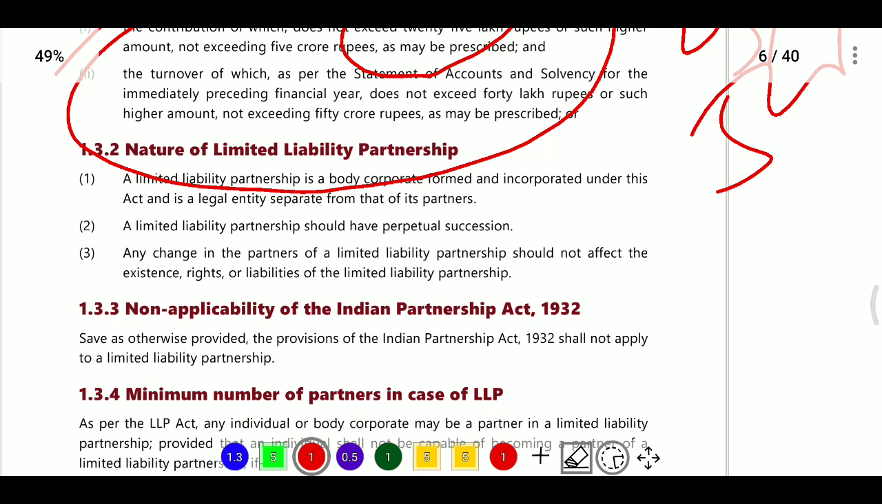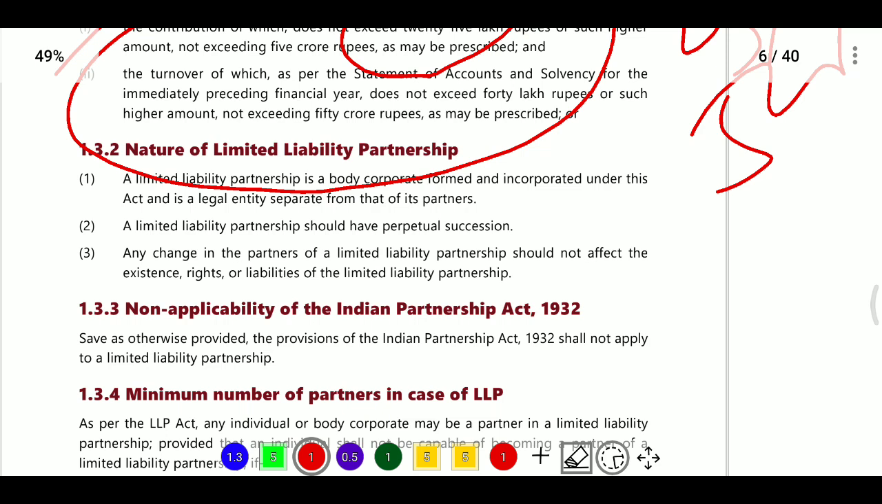They have three partners: Rahul, Priya and Ankit. The capital contribution of each partner is: Rahul 10 lakhs, Priya 5 lakhs, Ankit 5 lakhs. So the total capital becomes 20 lakhs. The annual turnover is 30 lakhs.